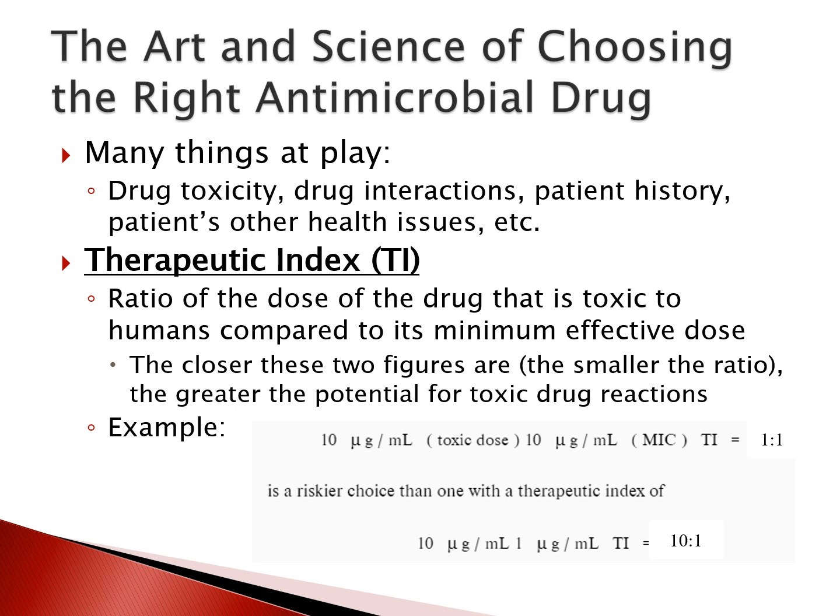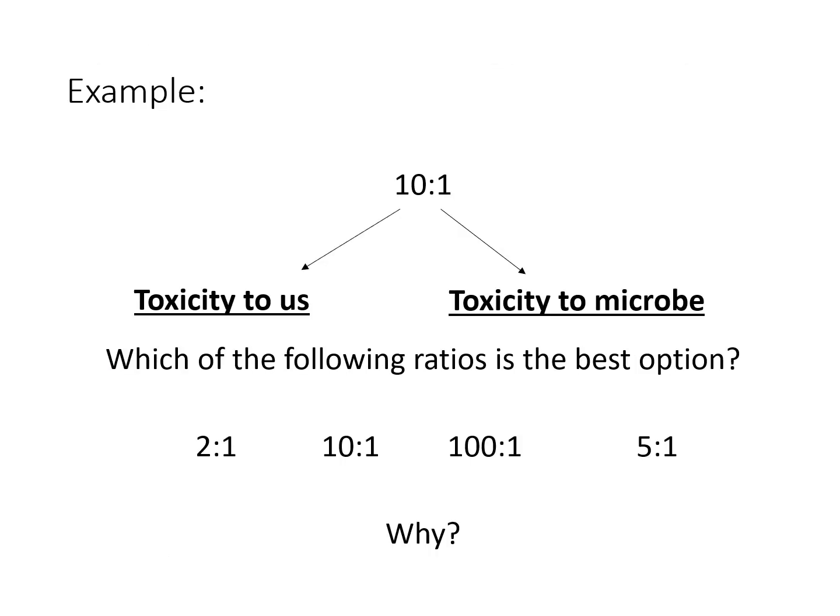I'm going to go to the next slide because it shows it just a little bit better. The number on the left is going to be the toxicity of the drug to us, and we want this number to be higher and also substantially different from the number on the right. The number on the right is the toxicity to the microbe, and we want that number to be really low. So, which of the following ratios is going to be the best option? The biggest goal is for these numbers to be as far apart as possible, and for the number on the left to be really high and the number on the right to be really low.